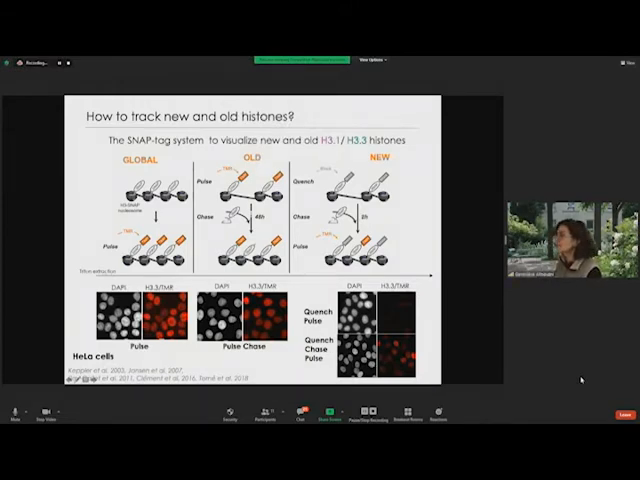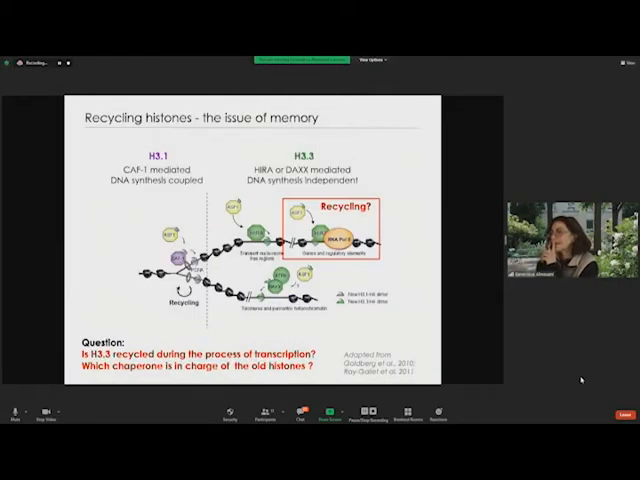So here by imaging, but we've now also developed approaches to follow genome-wide by ChIP the presence of the SnapTag. So basically, with this tool, what we wanted to do is to try to question this issue of memory and trying to see if there's recycling of H3.3 during the process of transcription. And also to try and learn which chaperone is in charge of the old histones. So at least what I mean here is the histones that were present before transcription.